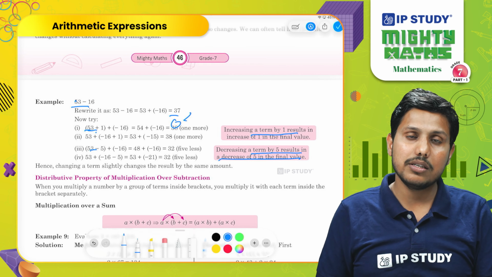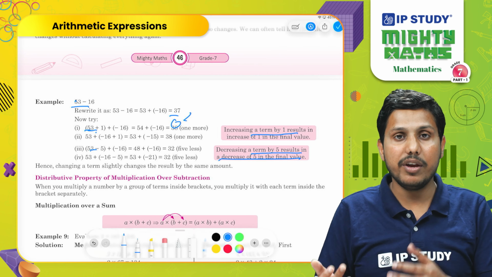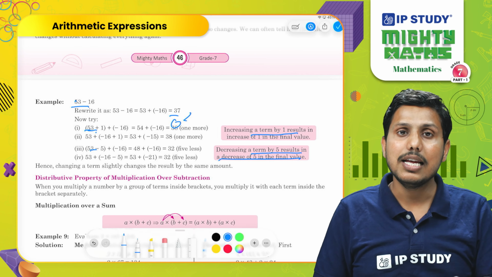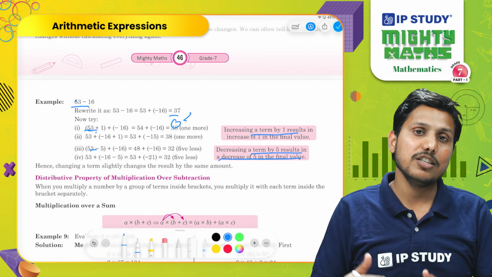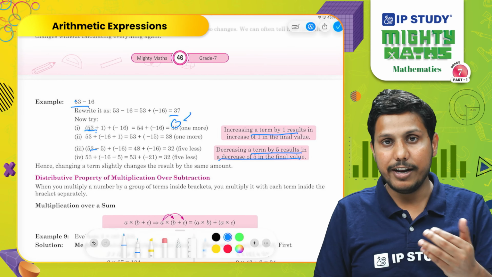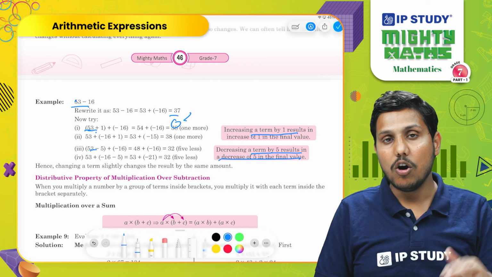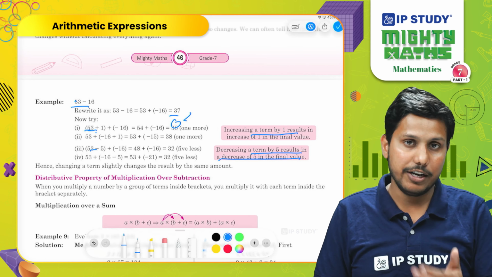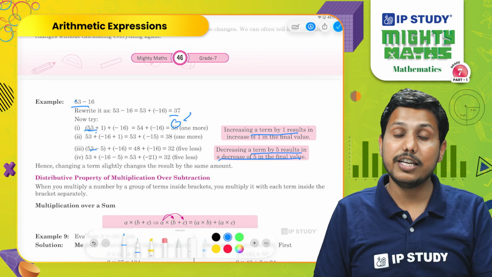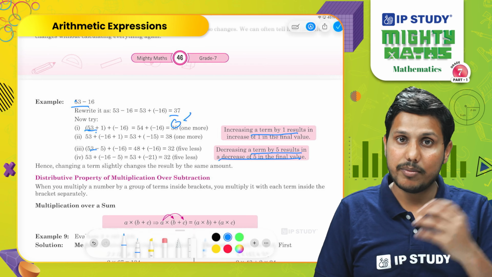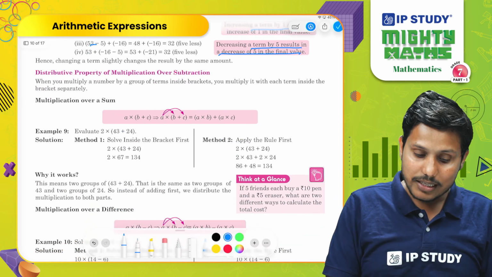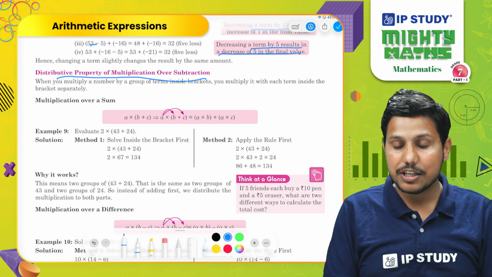So we can generalize it in a way that if we change something in a term present in the expression, then the result is also changed by that value. Like if we add something or subtract something, the result will be changed by that value only. Either it will increase or decrease based on where we have added or subtracted, in the first number or in the second number. Okay.